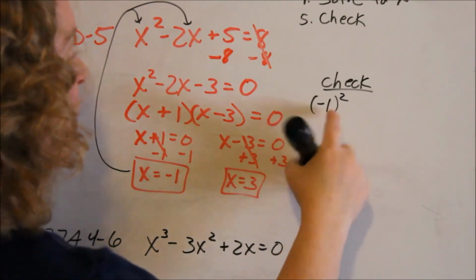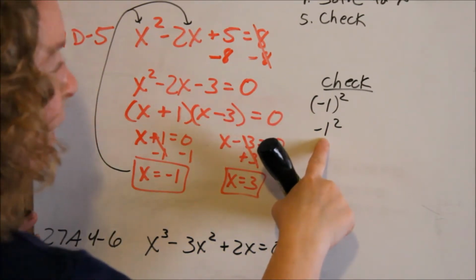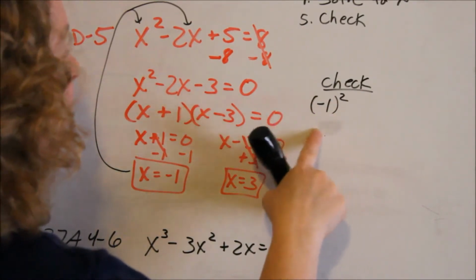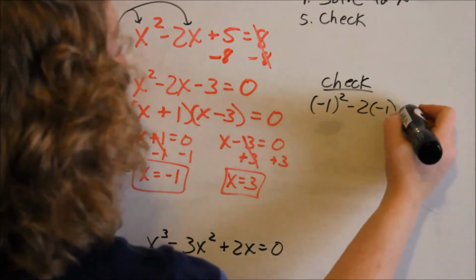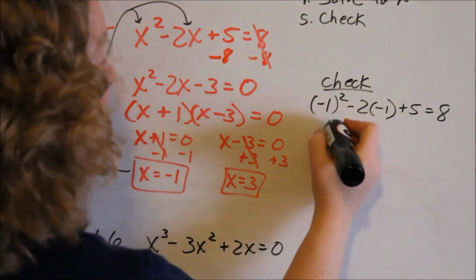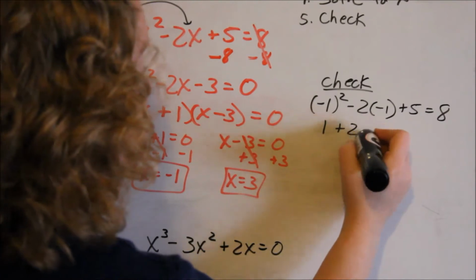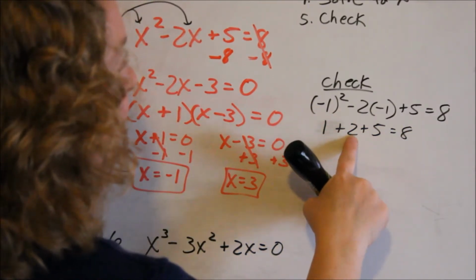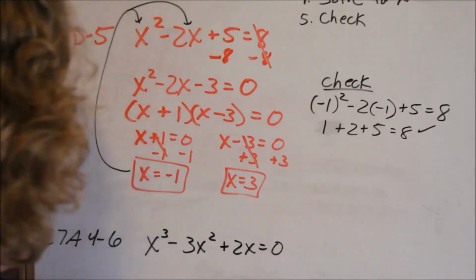Use your parentheses to help you because that is not the same. That would be a negative 1. Use parentheses to show negative 1, parentheses squared, minus 2 times negative 1, keep up with your negatives, plus 5 should equal 8. So negative 1 times negative 1 is a positive 1. A negative 2 times a negative 1 is a positive 2. Plus 5 should equal 8. 1 plus 2 is 3. 3 plus 5 is 8, and 8 equals 8. And so yes, that does check.